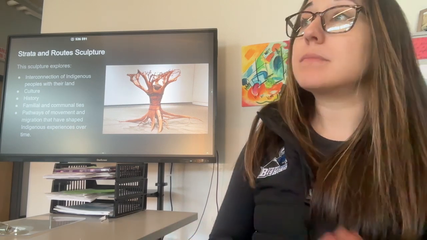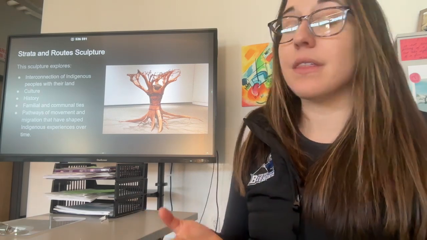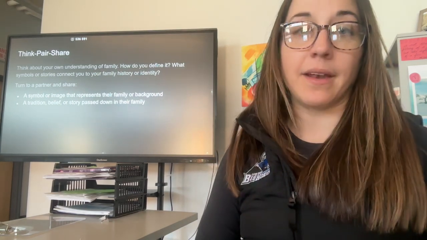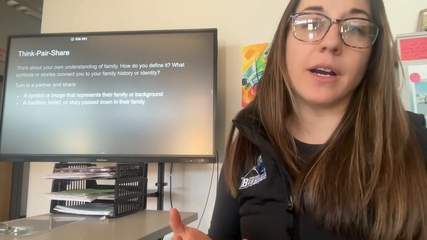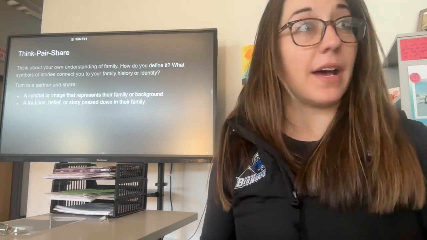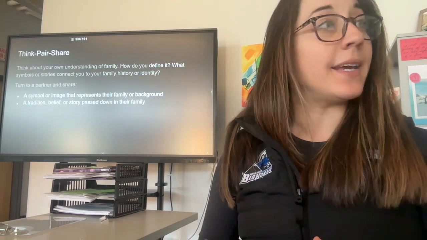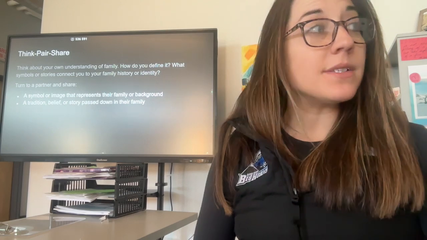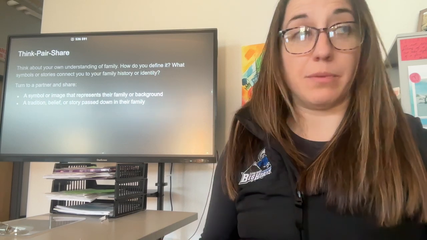for this project. But before we start thinking about creating, we're going to do a little bit of a think, pair, share discussion. And we're going to break into our pairs again. And we're going to have about 5 minutes to just talk together and start to share a little bit about our own understanding of family. How might we define that? What symbols or stories or connections to our family and history or identity might we think about? And then we're also going to look at symbols and images that could represent our family and background. And that's going to help us with our first creation part of our project.